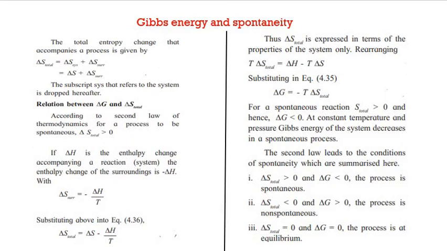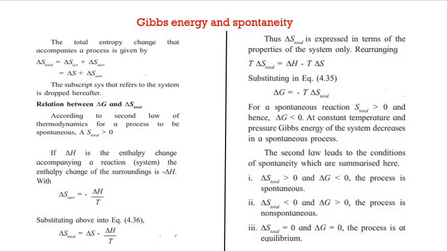Now what is the relationship between delta G and delta S total? According to the second law of thermodynamics, if the process is spontaneous, the delta S total value would be greater than 0. If delta H is the enthalpy change accompanying a reaction, the enthalpy change of the surroundings would be minus delta H. Right? So the surroundings delta S value would be minus delta H upon T.